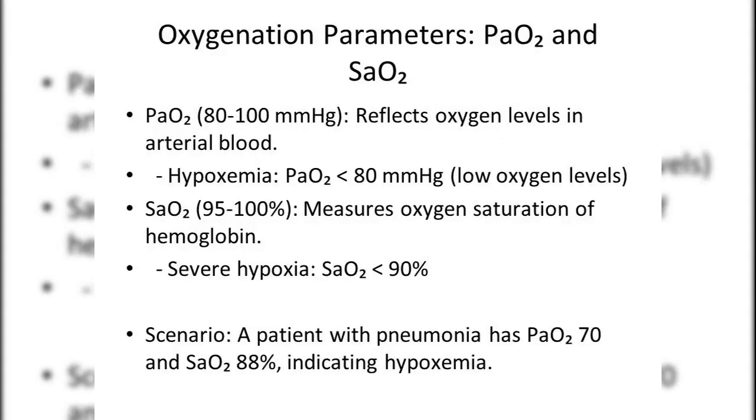Oxygenation parameters, PaO2 and SaO2, are vital for assessing oxygen levels in arterial blood. PaO2 should be between 80 and 100 mm of mercury, and SaO2 should be 95 to 100%. Low values indicate hypoxemia. For instance, a patient with pneumonia and a PaO2 of 70 is experiencing hypoxemia.